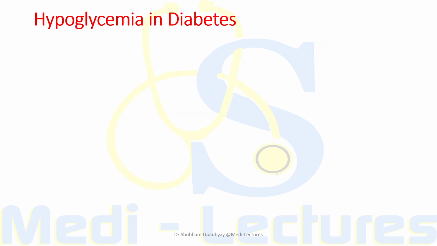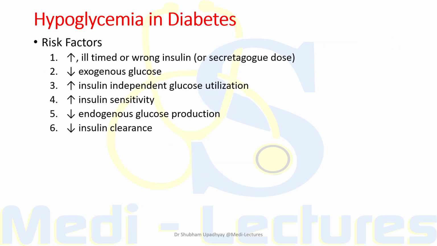Now, let's see what are the risk factors associated with hypoglycemia in diabetes. So, the conventional risk factors for hypoglycemia are identified on the basis of absolute or relative insulin excess. So, either there can be absolute or relative excess of insulin. Now, these include increased, ill-timed or wrong insulin or secretagogue dose. So, what this means, ill-timed, suppose a patient has injected regular insulin and skipped his meal or maybe consumed his meal 2 hours after the injection.